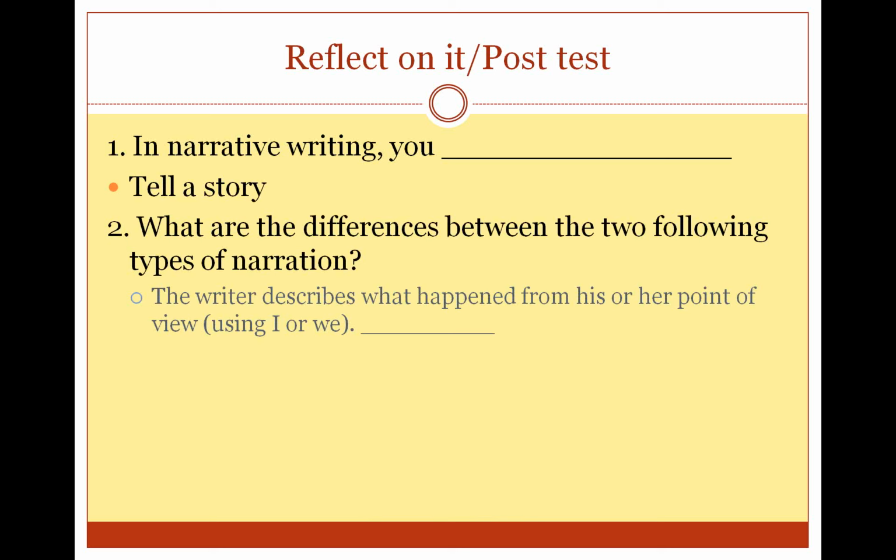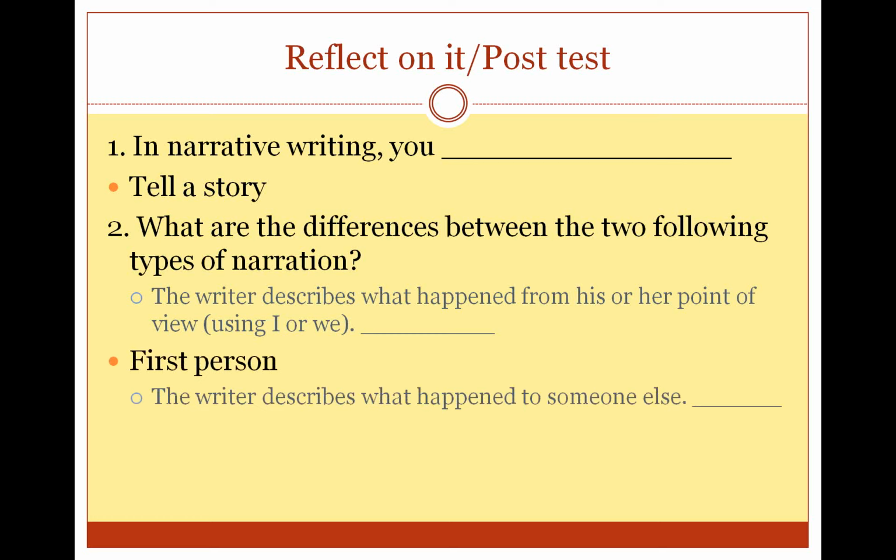In this one, the writer describes what happened from his or her point of view using I or we. What type of narration is that? Is it first person? Very good. First person. The next one, the writer describes what happened to someone else. That's what? Third person. Very good.